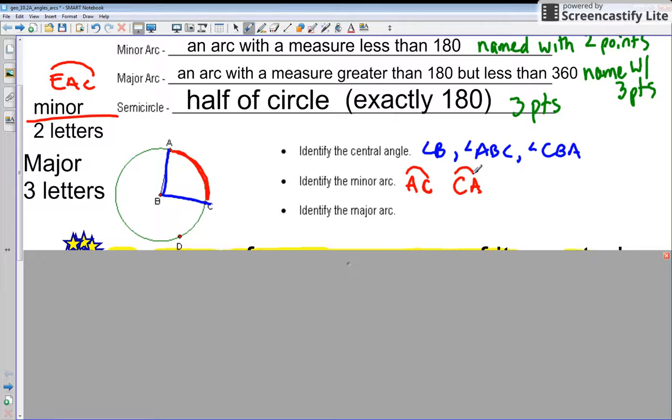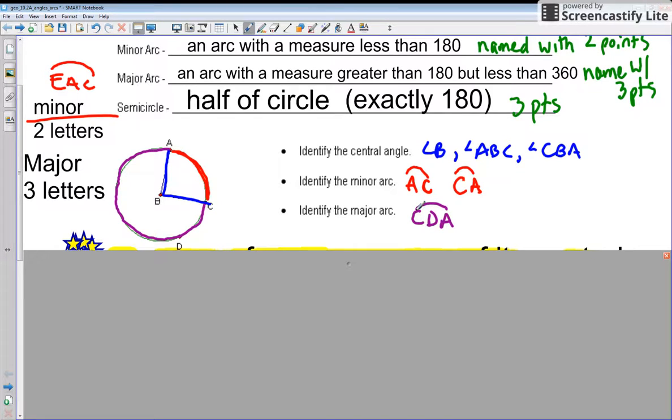Okay. So then a major arc has to be more than 180 degrees. If we start at point C and we kind of work our way clockwise. So here we're at point C. If we work our way clockwise, at this point we're more than halfway. We go to, boom, stop at point A. So that would be major arc CDA.